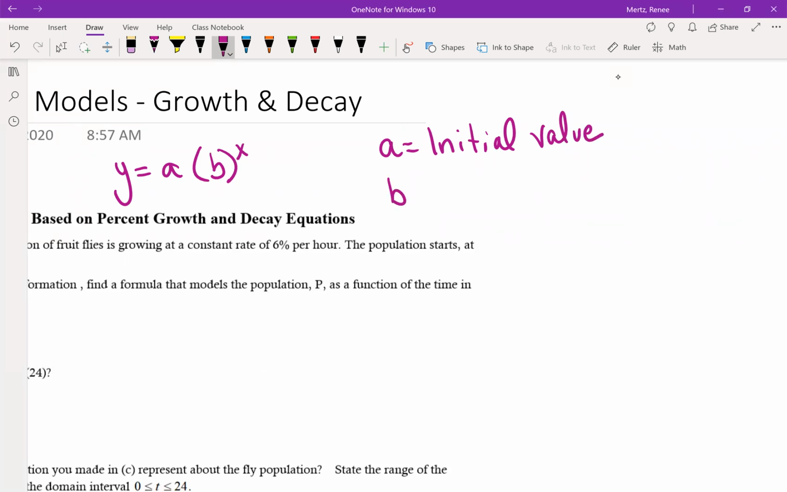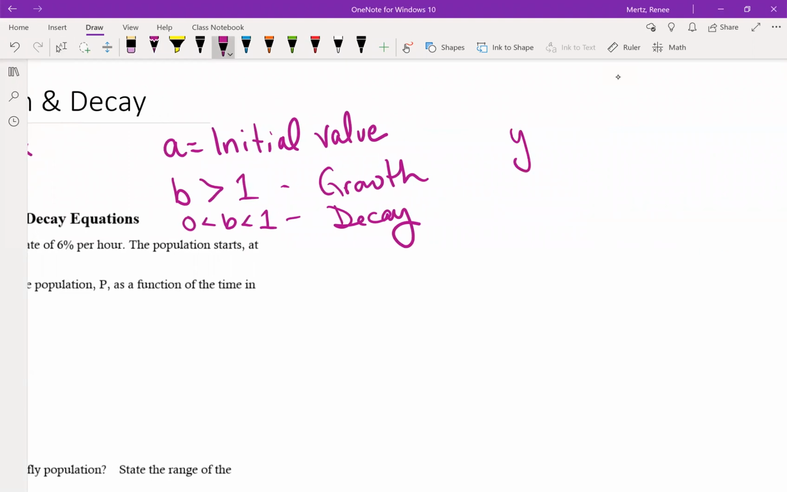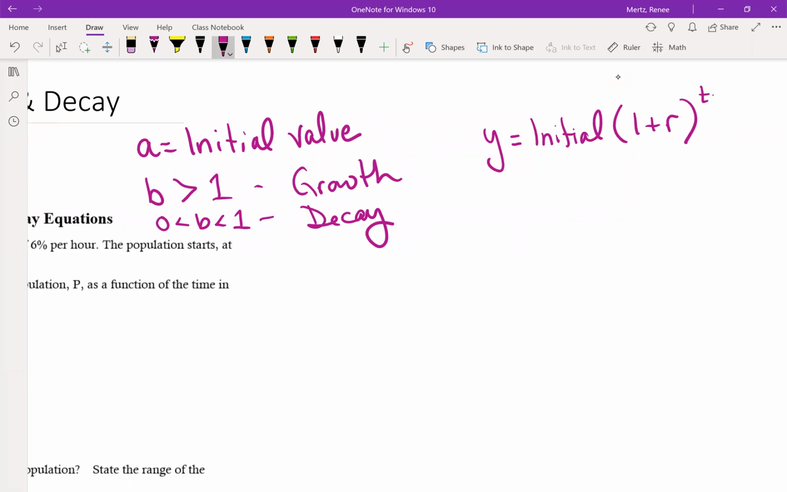The b value, when it was greater than 1, stood for growth. And if it was a fraction between 0 and 1, it stood for decay. So today we're going to start playing with some of these and graphing them and talking about how to do it. So another way of thinking about this is y equals our initial value times 1 plus the rate, all raised to some sort of time.